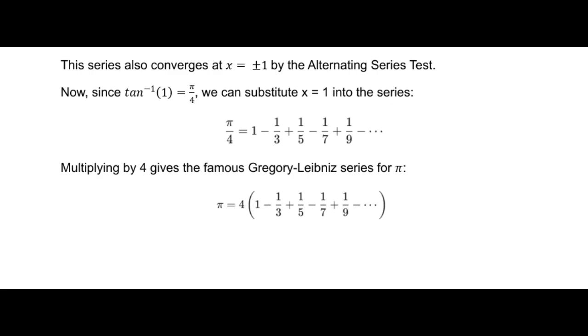So we have pi equals 4 multiplied by 1 minus 1 third plus 1 fifth minus 1 over 7 plus 1 over 9 minus, and so on and so forth. This series converges very slowly, but it is a classic example of using power series to represent a fundamental constant.